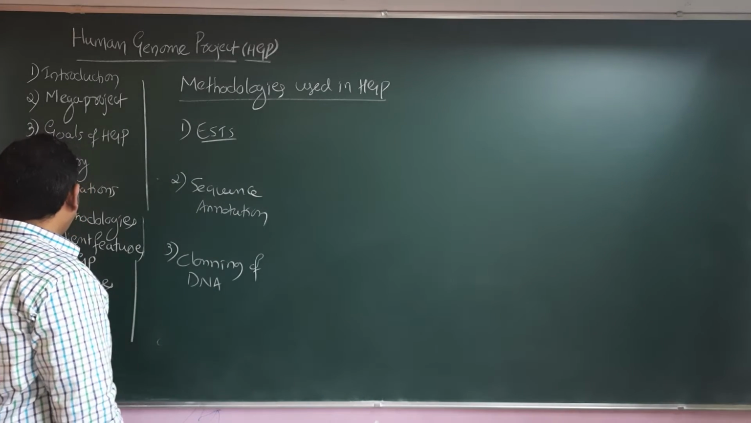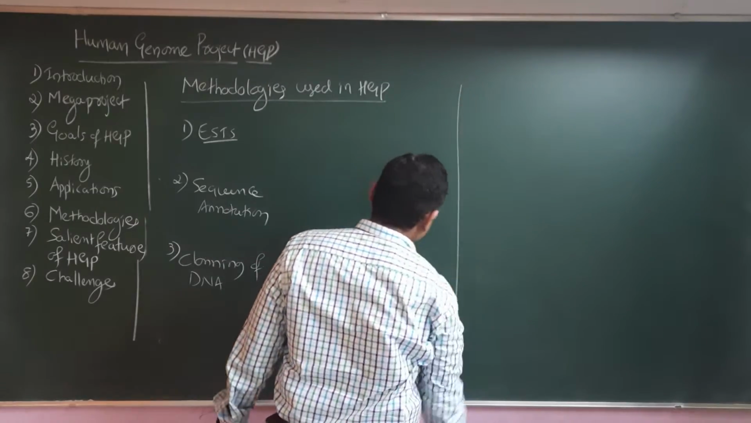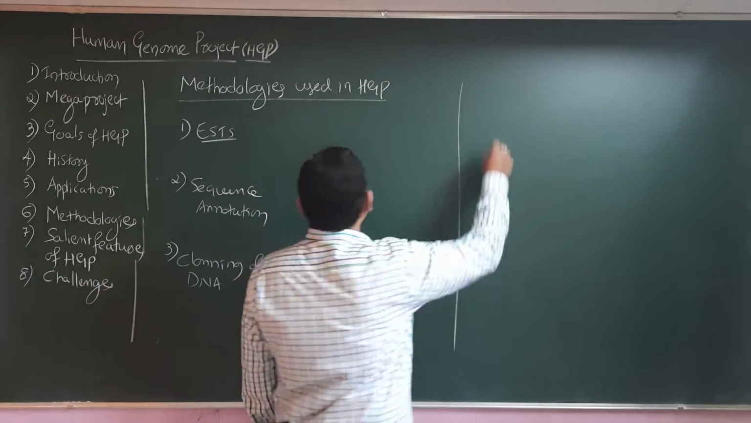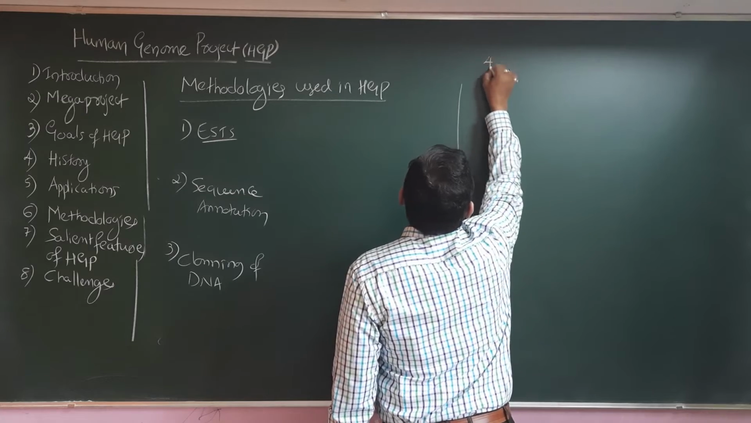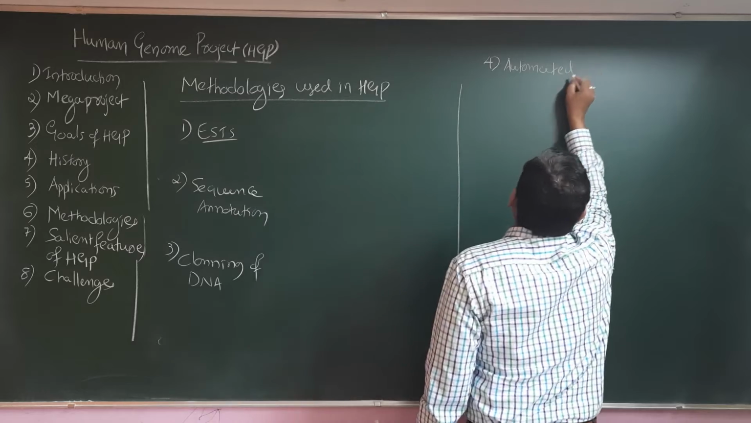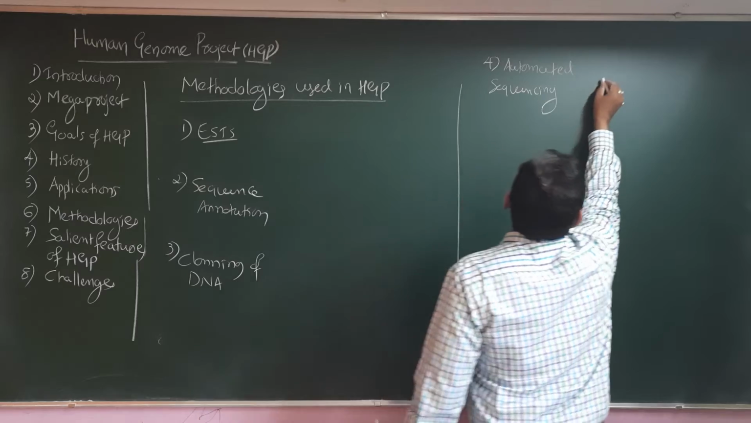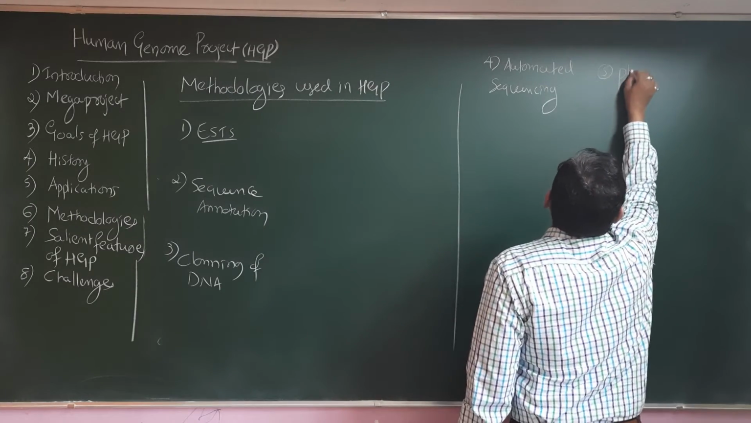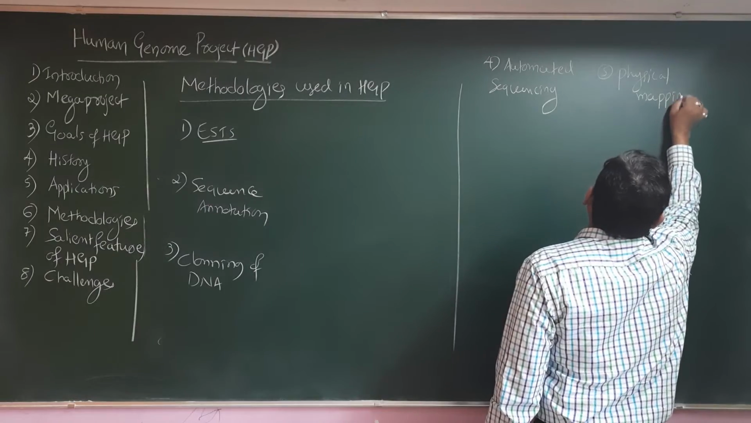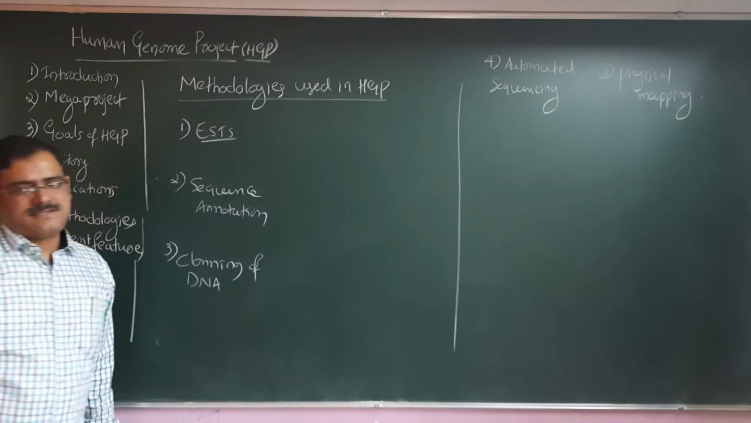And then, yes, one more important method: number 4, automated sequencing. And number 5, physical mapping of genes. Yes, we are going to discuss these two also. First, let me tell you what ESTs are.